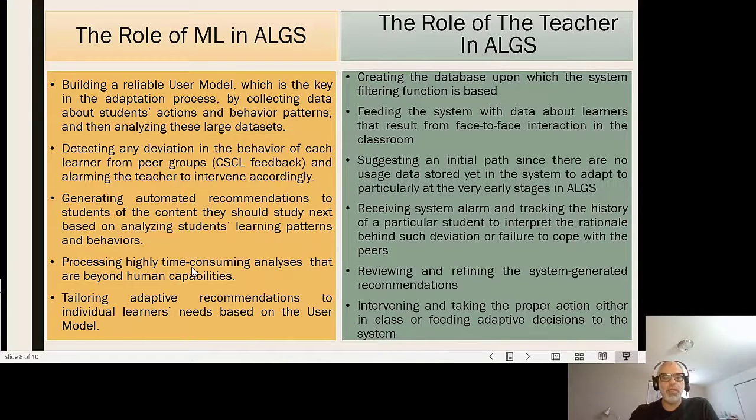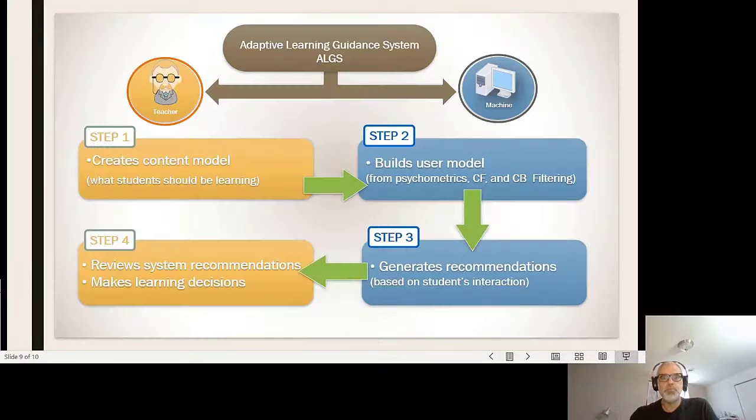And processing highly time-consuming analysis, of course, as per what we expect from the machine learning, tailoring the adaptive recommendations based on the user model, which has input from the teacher. So basically, what we envision this working is we create the content models, what the student should be learning. So we have learning objectives, we have skills, we have this entire matrix that we normally build for the learning path, and then what the student should be learning and what content could fill out this interaction matrix.